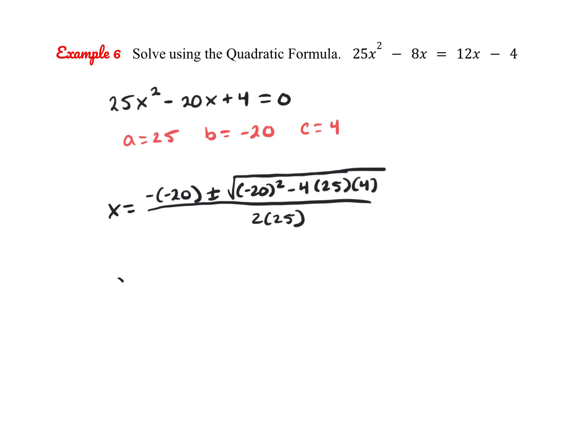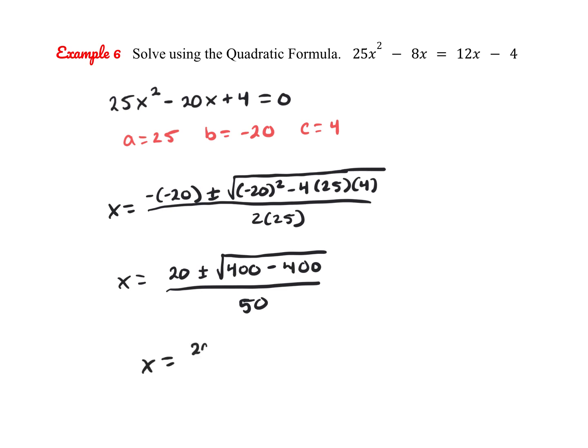So if we keep simplifying, we end up with positive 20 plus or minus the square root of 400 minus 400 all over 50. So you can see that our discriminant is 0. So here it would be plus or minus 0. The square root of 0 is just 0. So that plus or minus is essentially going to disappear. So all I have left is 20 over 50. So that gives me my single answer of 2 over 5. So again, anytime our discriminant is equal to 0, we are going to have that one real solution.